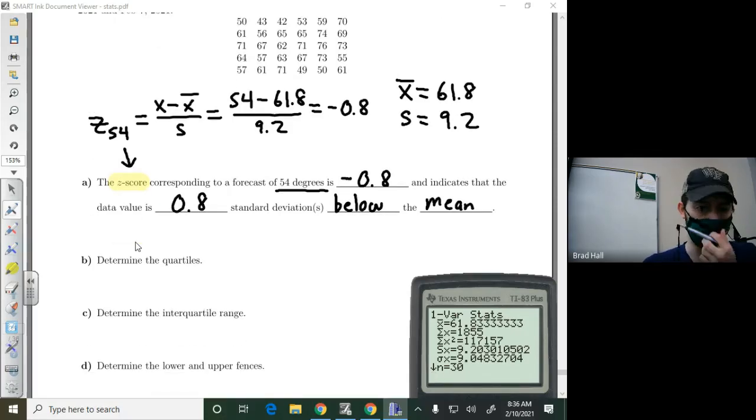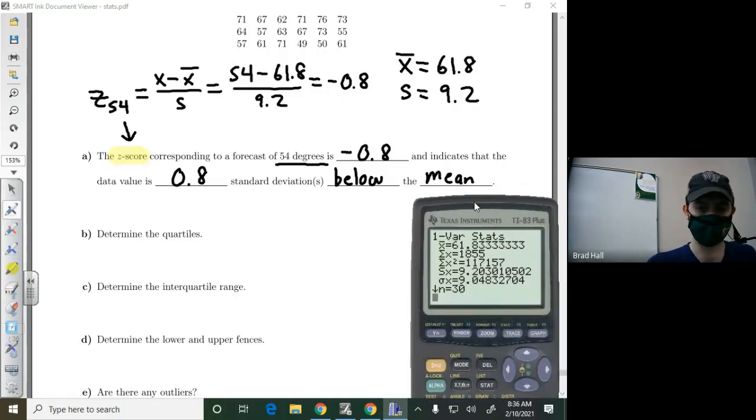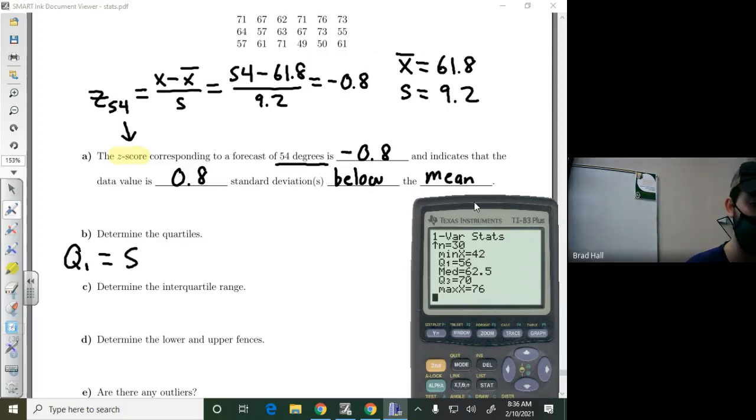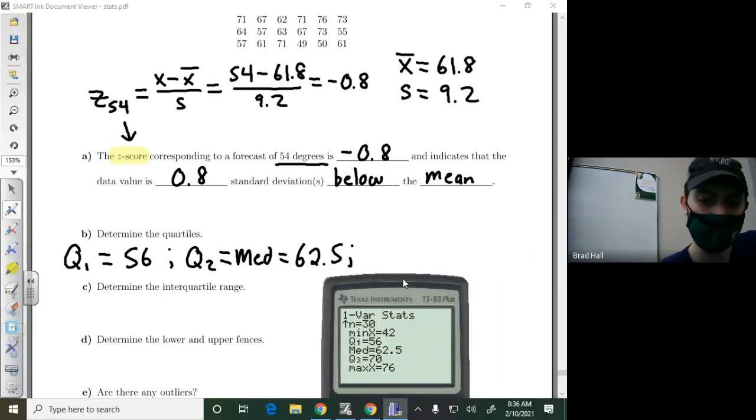From there, we can figure out the quartiles. They're not asking for the 5-number summary. They just want Q1, Q2, and Q3, which the calculator gives us in order. Q1 is 56. Q2 is the median, and they'll go back and forth between that notation, which is 62.5. Q3 is 70.